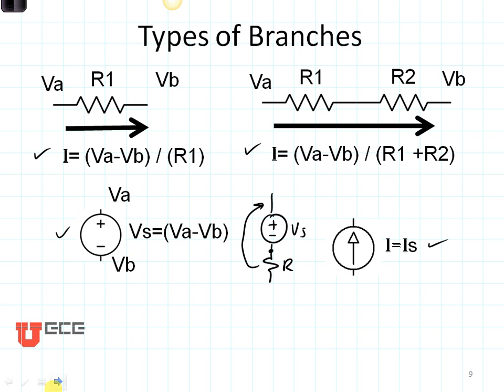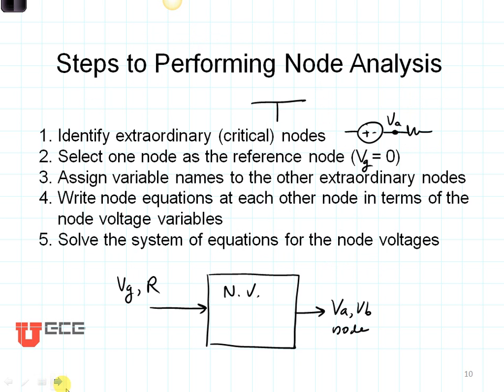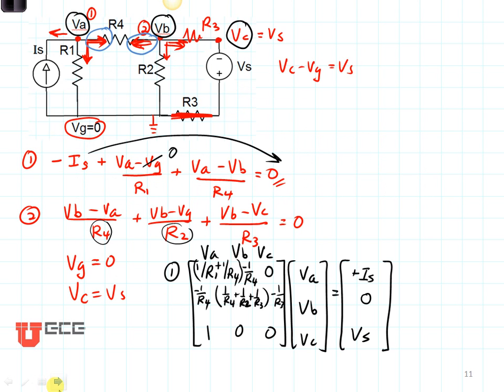We considered 5 different types of branches: a single resistor, a dual resistor, a simple voltage source, a voltage source with a resistor, and a simple current source. We looked at the steps of performing node analysis, where we first define our nodes, we select one as the reference node, we assign variable names to all, and then we write the node voltage equations and solve those using matrix equations. We did the simple problem here, where we moved the resistor from this side up to the top so that we could make this a simple node voltage equation, and we ended up with two node equations plus a definition for our ground and the voltage source coming in here.